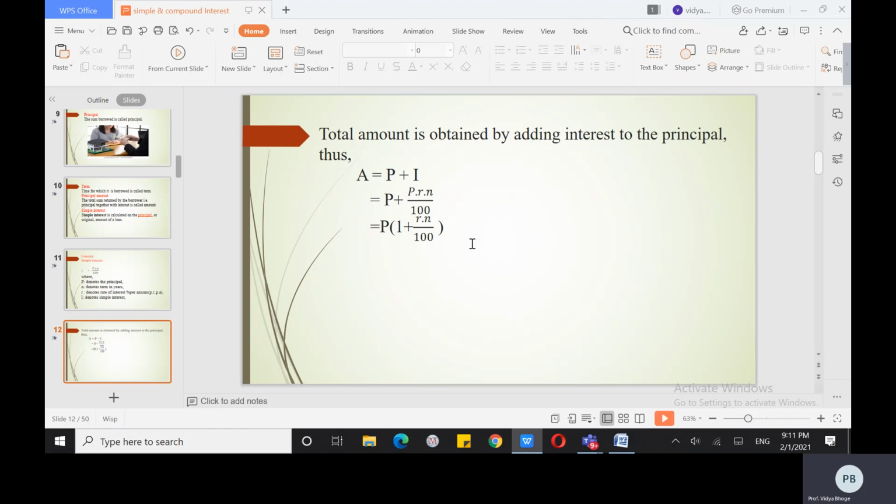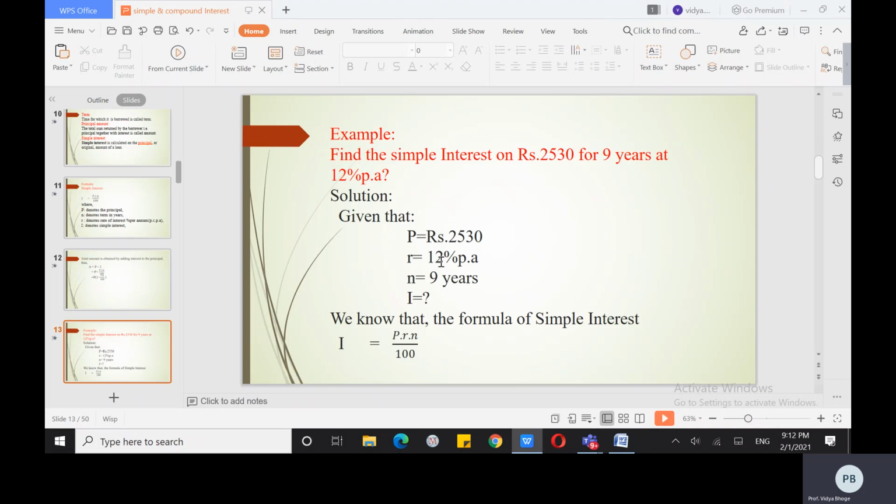Now the total amount is obtained by adding interest to the principal. Thus, A is equal to P plus I, meaning the principal amount plus the interest on that principal amount, which is PRN upon 100. By simplifying, if we take P common, then in brackets 1 plus RN upon 100. So if we calculate the total amount with interest, we remember the formula A is equal to P into bracket 1 plus RN upon 100.